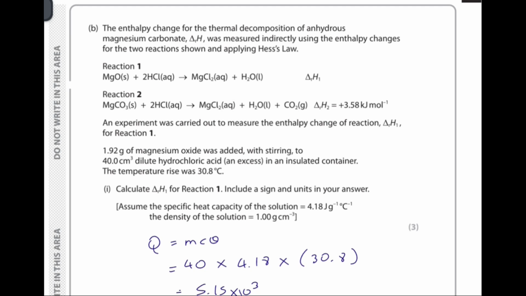So an experiment was carried out to measure the enthalpy change of reaction, ΔrH1, for reaction 1. So 1.92 grams of magnesium oxide was added with stirring to 40 cubic centimeter dilute hydrochloric acid, which is in excess, in an insulated container. The temperature rise was 30.8 degrees Celsius. Calculate ΔrH1 for reaction 1, include sign and units in your answer, right?